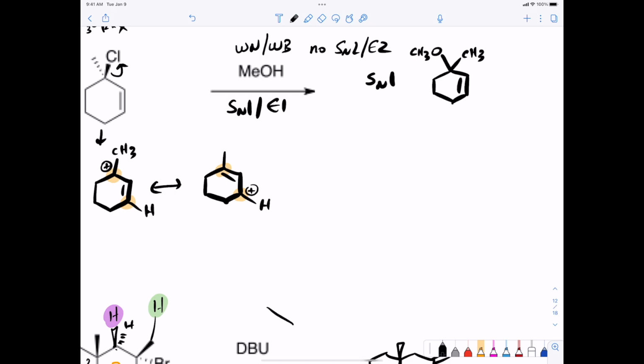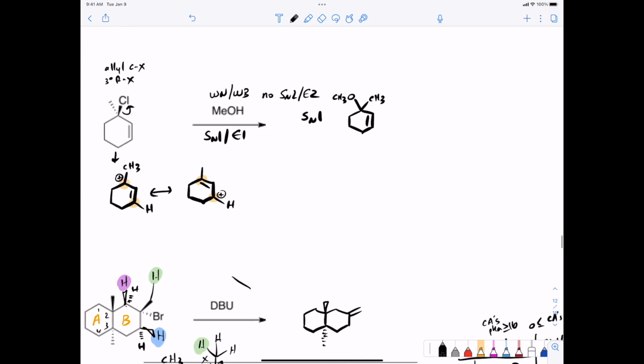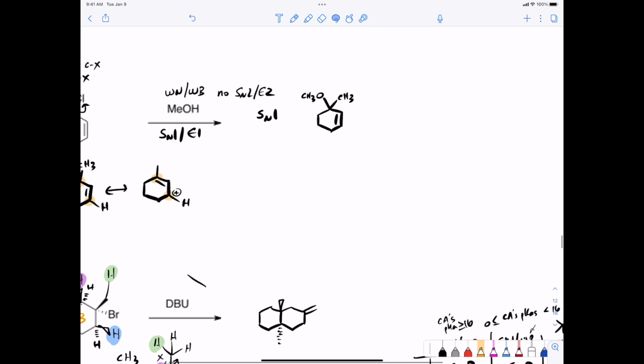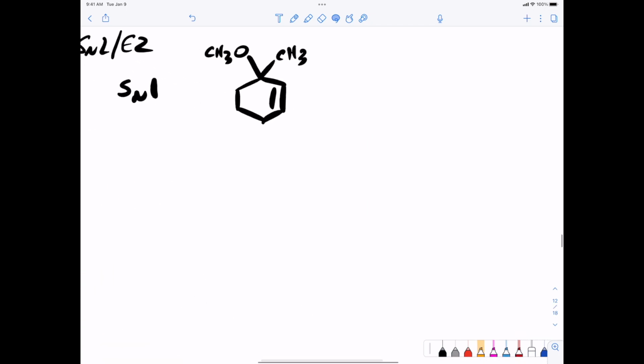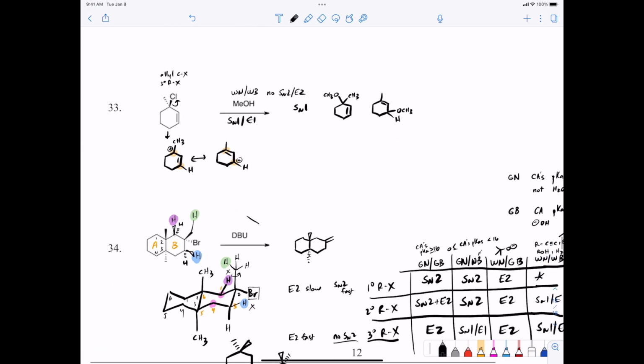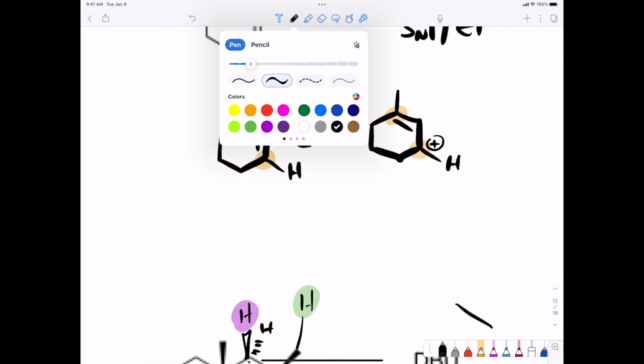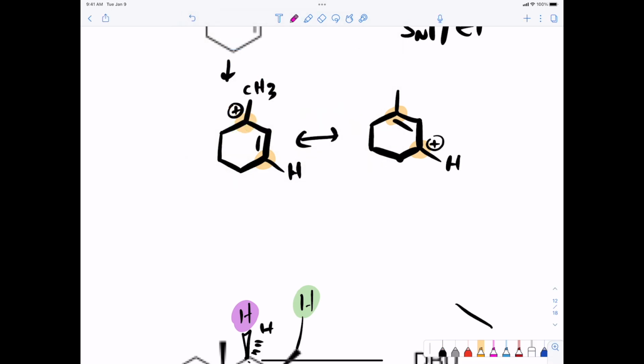So this is one of my substitution products. If I represented that in any of the ways described above, that would be fine. My other substitution product is going to be this one. Right? Now with elimination products, I need to come back here and look for protons that are beta to the positive charge. I have one there.